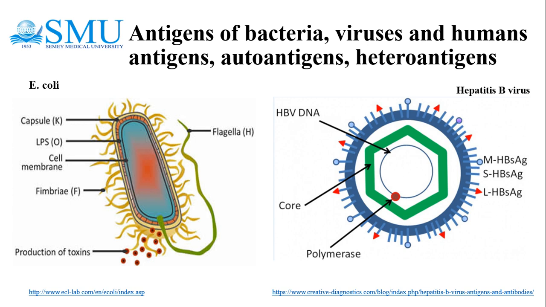Antigens of bacteria: Escherichia coli, on the left side of this slide, is classified into 150 to 200 serotypes or serogroups based on somatic O antigen, capsular K antigen, febrile F antigen, and flagellar H antigen. And on the right side of this slide, you can see antigens of hepatitis B virus: hepatitis B surface antigen, HBs antigen, hepatitis B core antigen, HBc antigen, hepatitis B E antigen, HBe antigen, and hepatitis B X antigen, HBx antigen.